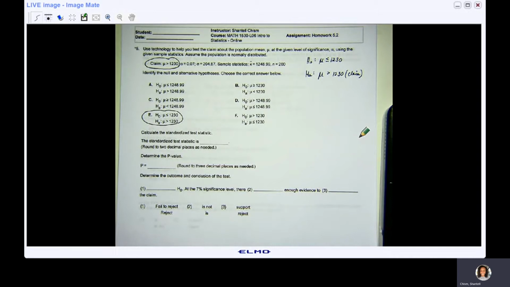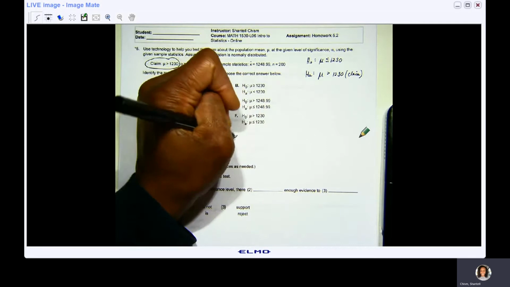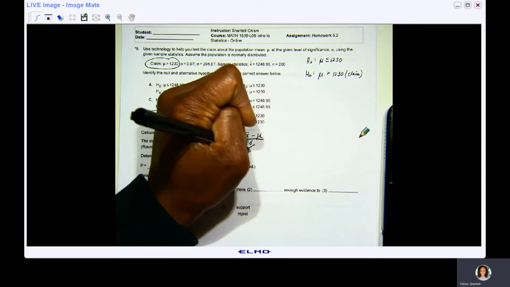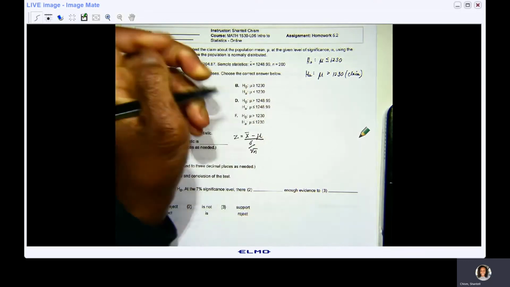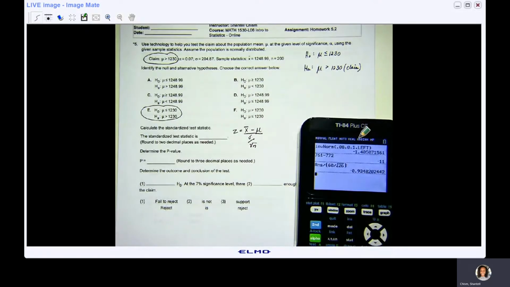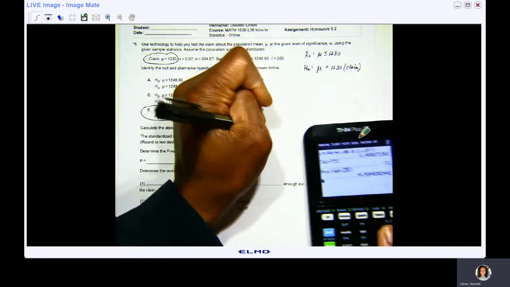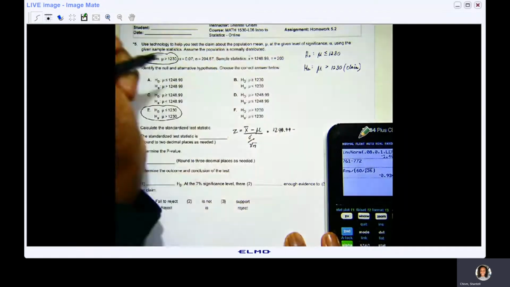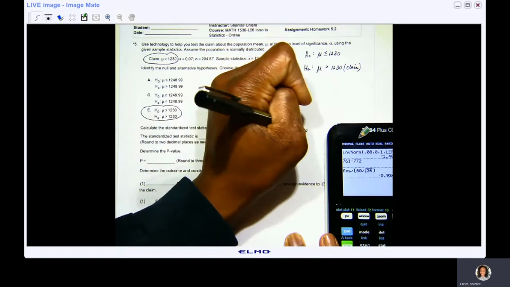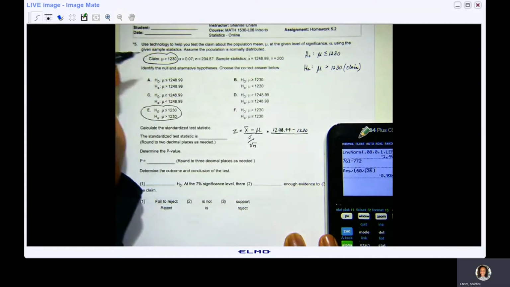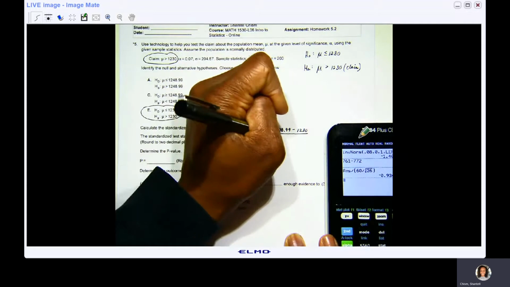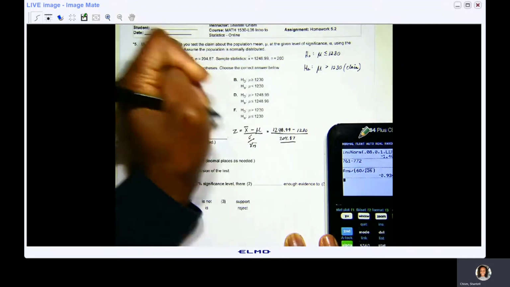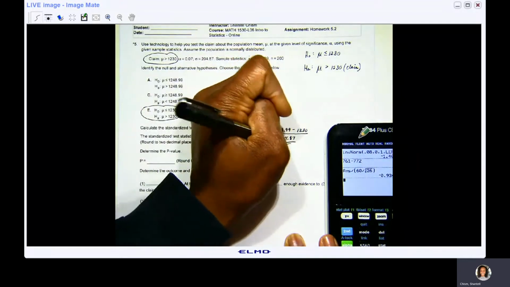Then it wants us to calculate the standardized test statistic. I am going to put the formula here. I'm going to show you how we do it by hand as well. All right, so I'll go ahead and do it by hand. X bar is the 1248.99. Mean mu is the 1230. And then sigma, we've got 204.87 over square root of n, which is square root of 200.